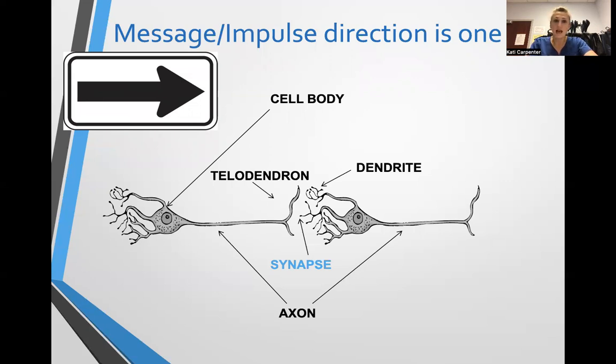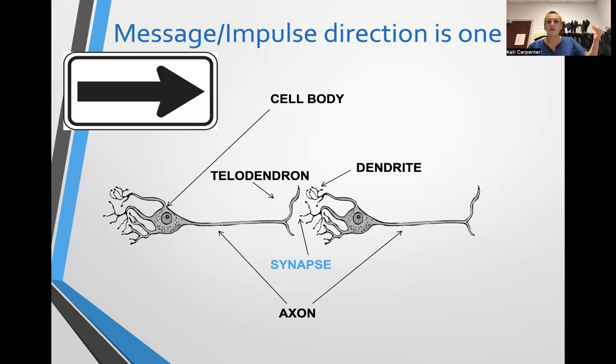So you can picture that the telodendron, if that shore on the river was full of little sacs with different neurotransmitters, they would dump into that space and diffuse or kind of float over to touch the dendrites of the next neuron. So there's an arrow up top. That arrow is showing the direction that the nerve impulse is going.